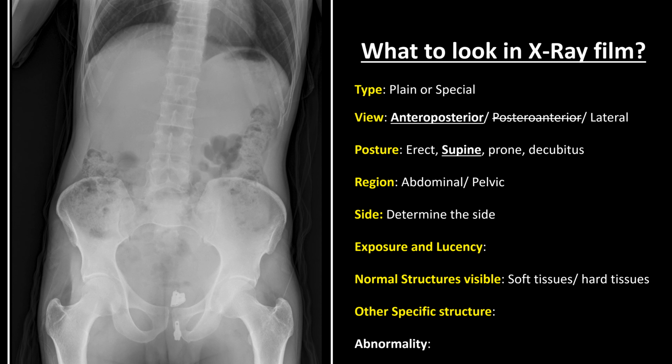In today's session, we will learn how to read an X-ray film of the abdominal region. These are the topics which we should consider while reading any X-ray film: whether it is plain or special, the view of the X-ray, posture, region, side, exposure and lucency, normal structures visible, other specific structures, and abnormality. We will discuss each one by one.